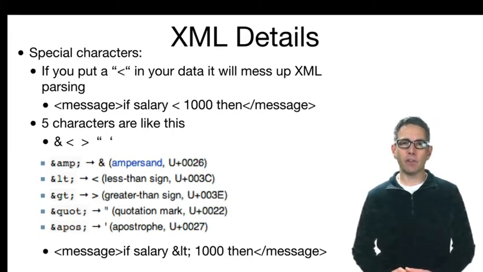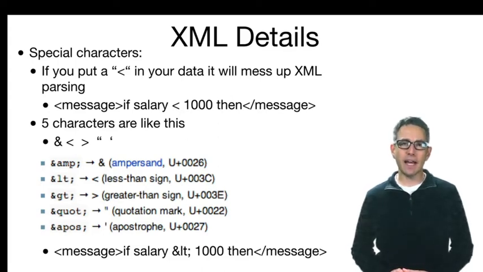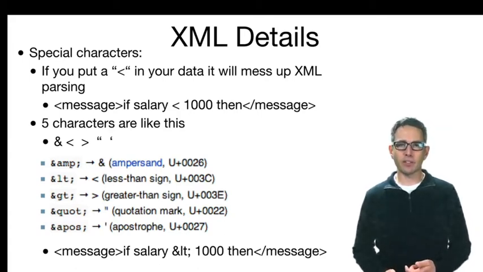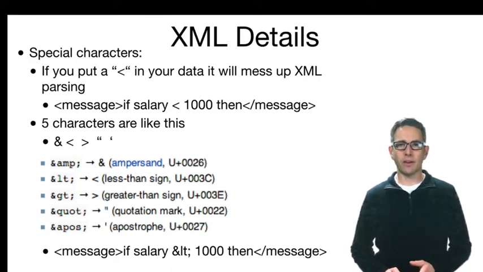And so, for example, if you want to have a message where the message opens with a message tag and closes with a message tag, and you want the message itself to be something like, if salary is less than 1,000, maybe it's a little bit of a snippet of code that you're writing, that less than symbol is going to screw up the parser because the parser is going to think that you're starting a tag whose name is 1,000. And there are 5 characters that are like that: the ampersand, the less than symbol, the greater than symbol, the double quote, and the single quote.